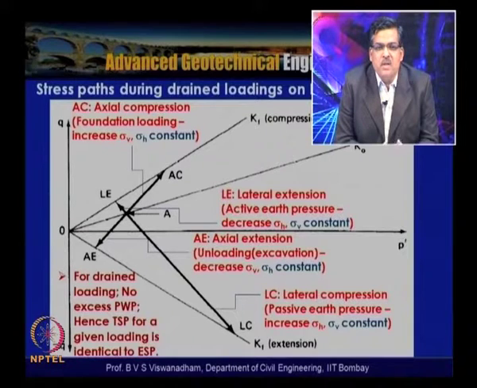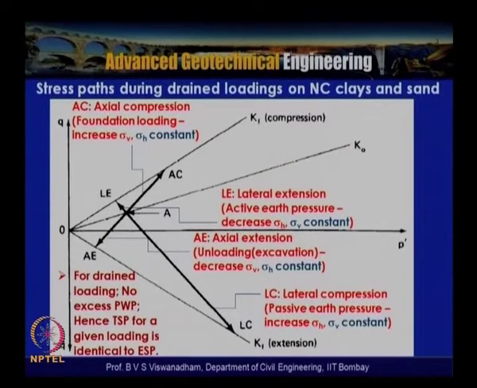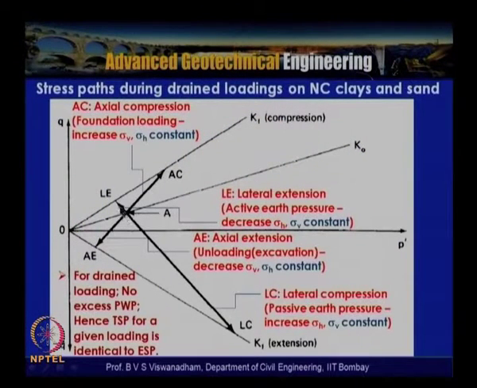that means sigma h is equal to K naught sigma v. But what happens is that when the wall moves away from the backfill, the earth pressure decreases. This condition is called the active earth pressure condition, with a decrease in sigma h at a constant sigma v. So this path is followed as LE, and this condition is indicated here. This is the geotechnical engineering example of the active earth pressure condition.